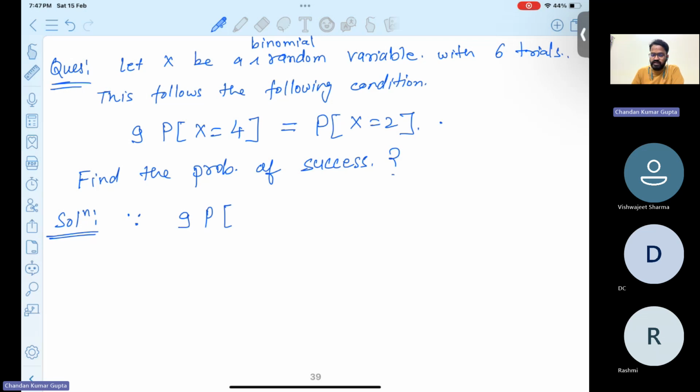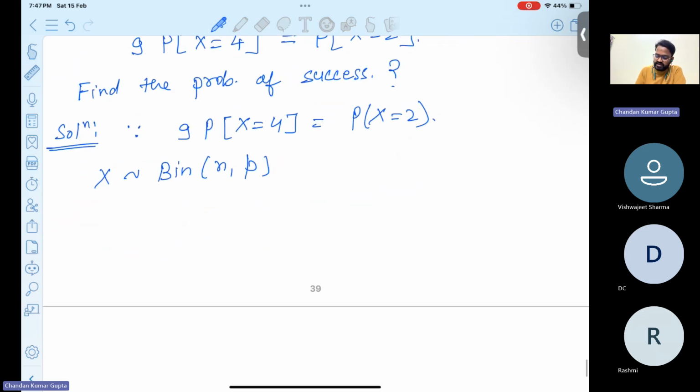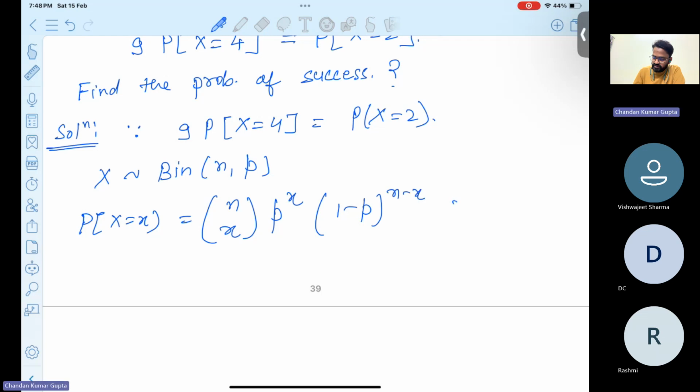Look, 9 times the probability that X equal to 4 equals the probability that X equal to 2. Also, if X follows binomial n and p, then the probability mass function is written as nCx p to the power x, 1 minus p to the power n minus x, for x equal to 0, 1 up to n. Okay, so this is the PMF.